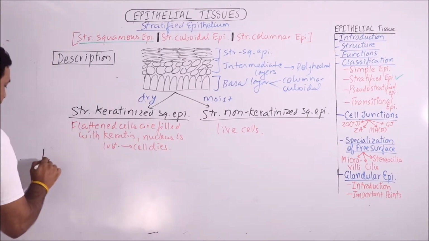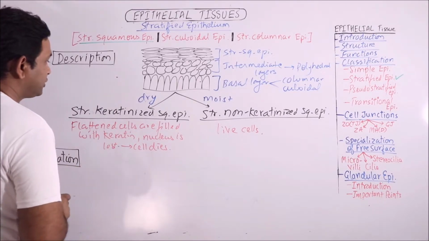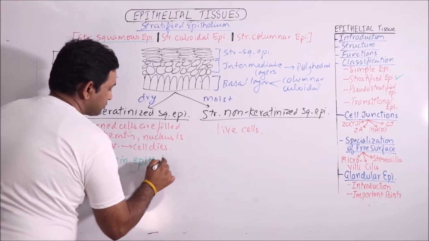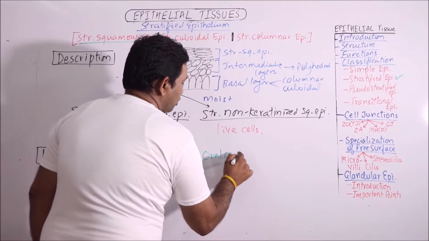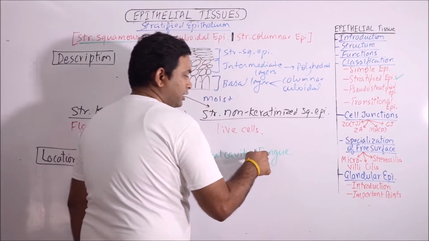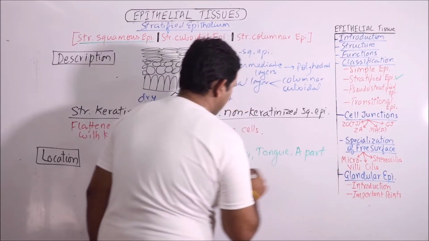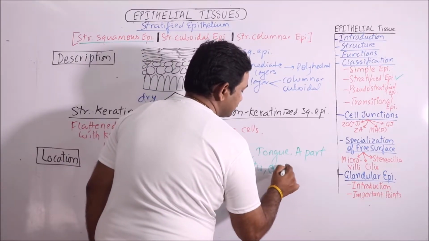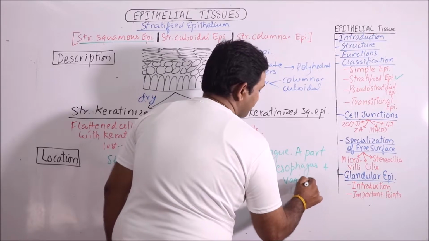Now location. Location of stratified keratinized squamous epithelia is skin epithelium, while the stratified non-keratinized squamous epithelia is found in the oral cavity, then tongue, where it is also known as parakeratinized, thereafter a part of epiglottis, esophagus, and vagina.